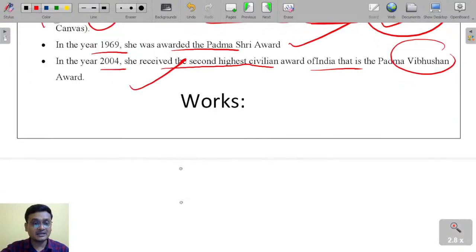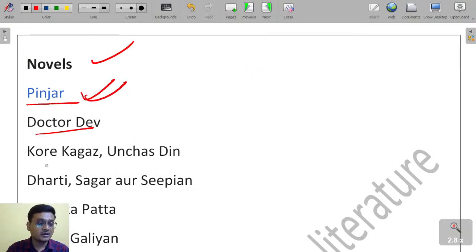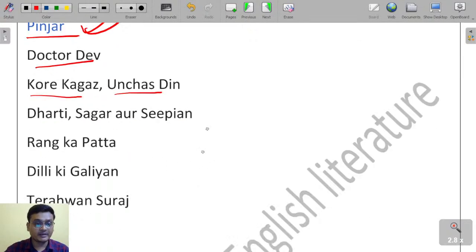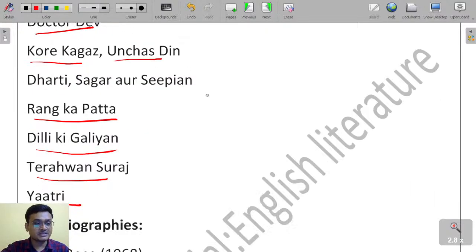Our important works are, like, our important novels. The first important novel is Pinjar. Pinjar is the first important novel by Amrita Pritam. Then Dr. Dev, Kod Kagaz, Unchas Din, Dharti Sagar or Sipain, Rang Ka Pata, Dili Ka Galia, Terhan Suraj, Jatri. So here only one important novel is Pinjar. Only one important novel by Amrita Pritam you should look at is Pinjar. You should study this Pinjar.